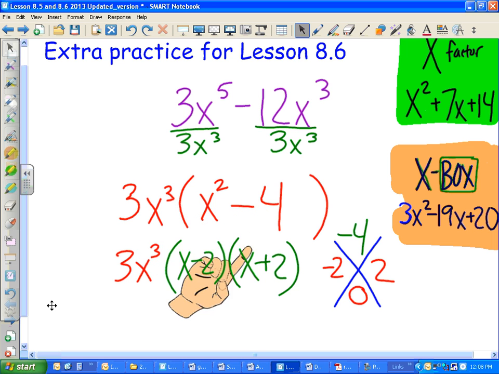Now, if you did the shortcut right away, then you saw that these two were shortcut problems, and you could have done x minus 2 and x plus 2 right away. But remember, you could always use the x factor or the x box if you get lost. Okay? So this is it. That's it. 3 problems, guys. Hopefully that cleared up a little bit. 3 extra problems of practice, and that's it.